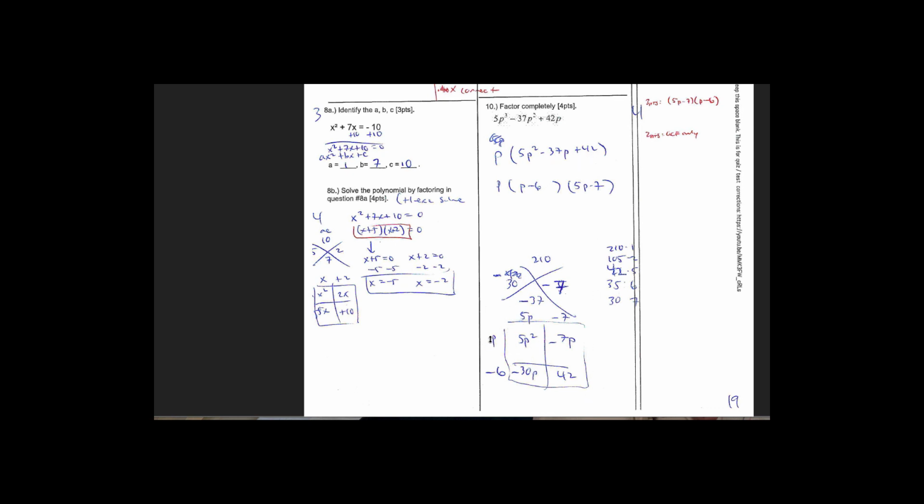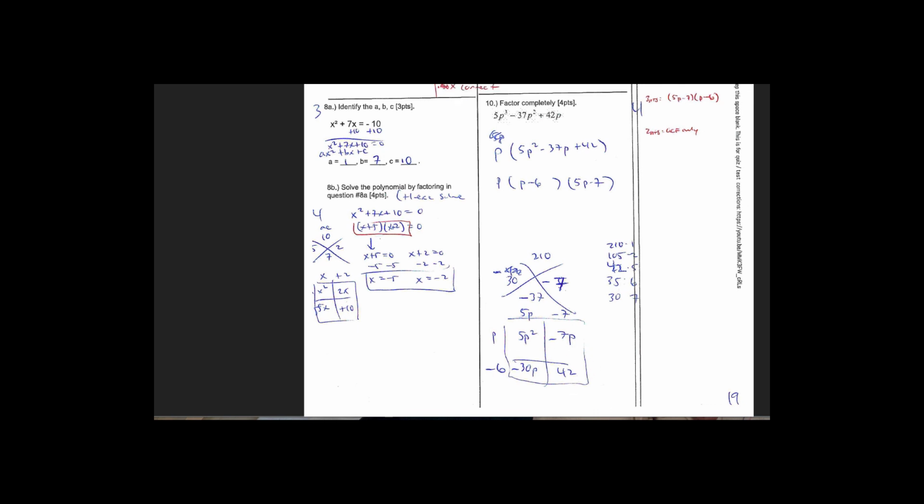So then you're thinking, where should I put the 5? I can't put the 5 here because 5 times something can't equal negative 7. So 5p times p gives me 5p squared. P times negative 7 gives me negative 7p. And then the greatest common factor going this direction is negative 6. You'll know that by 5p times something equals negative 30p. Another way you can think about it is negative 30p divided by 5p gives you negative 6. And then negative 6 times negative 7 gives you positive 42. So your correct grand answer is p times (p minus 6) times (5p minus 7). There's your answer. I should have a box around that.